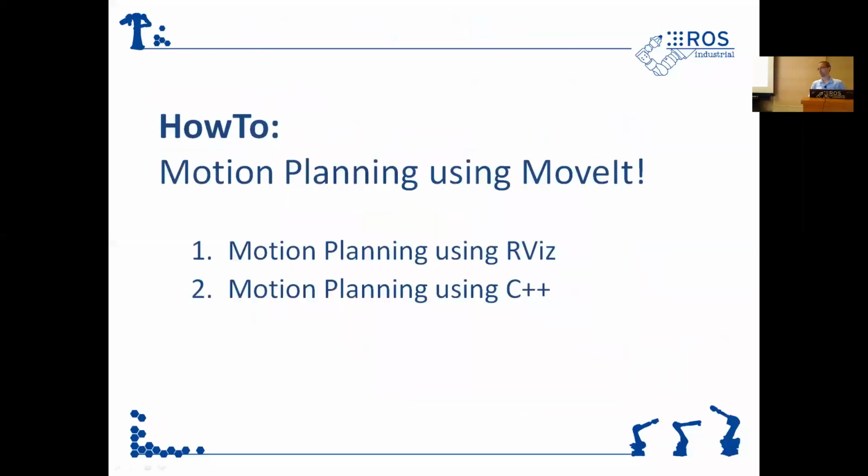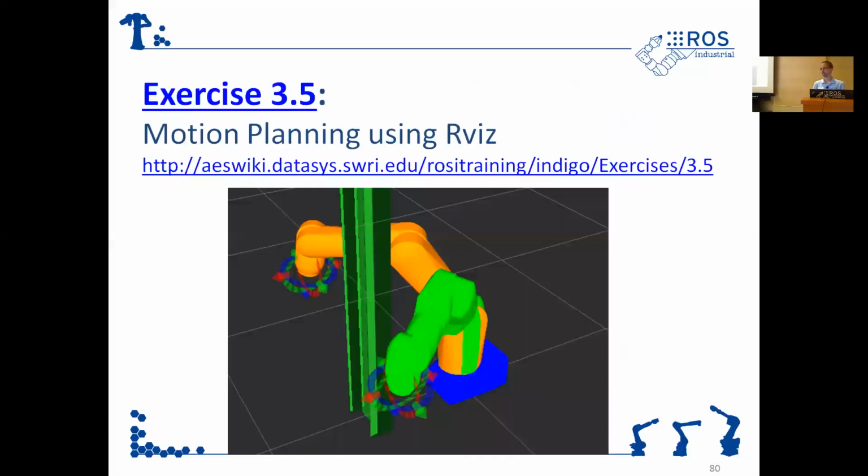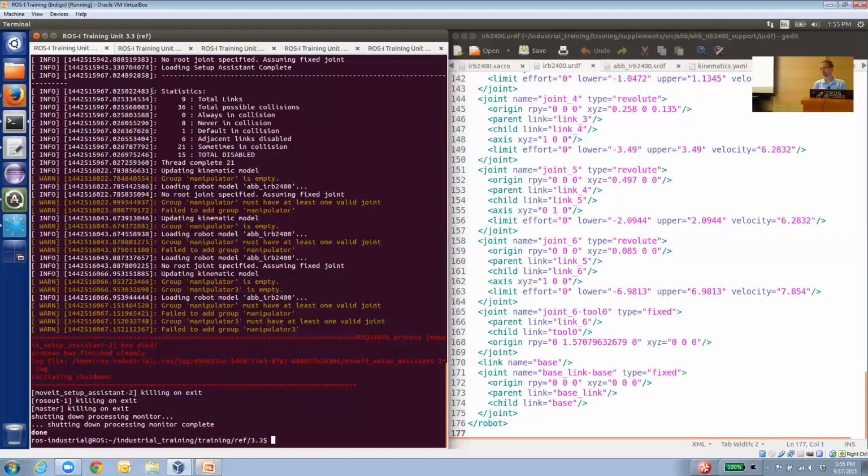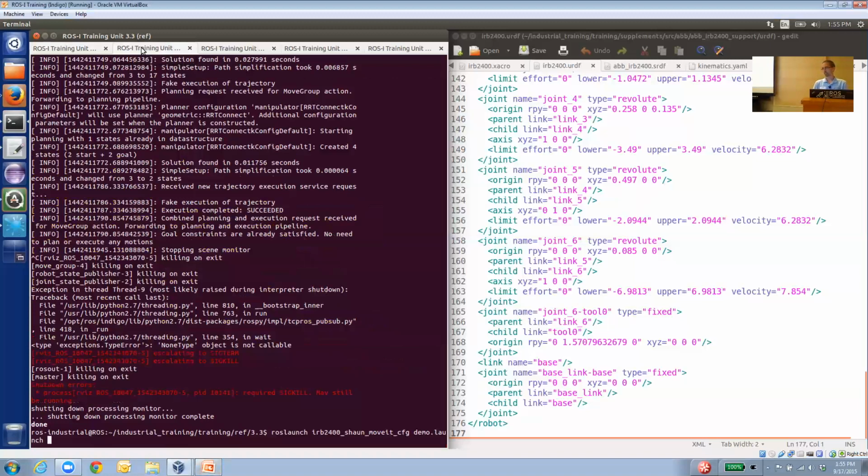Okay, let's skip through that. Motion planning using MoveIt. So once you've created a MoveIt package for your arm, you then want to do motion planning in it. And that is where the fun stuff happens. Whenever you create a package, I created one called irb2400_shaun_moveit_config. I ran the setup wizard a while ago, and that's the package I created. It creates a file called demo.launch. So the command is roslaunch irb2400_shaun_moveit_config demo.launch.